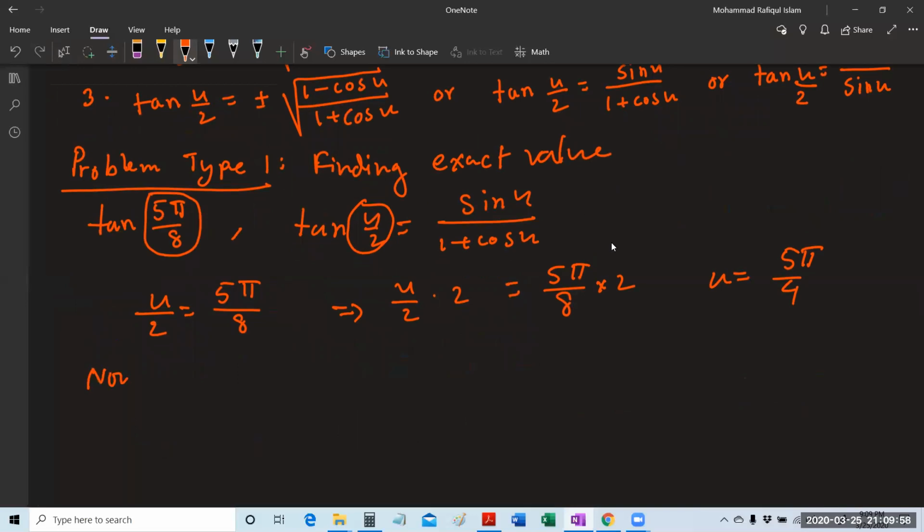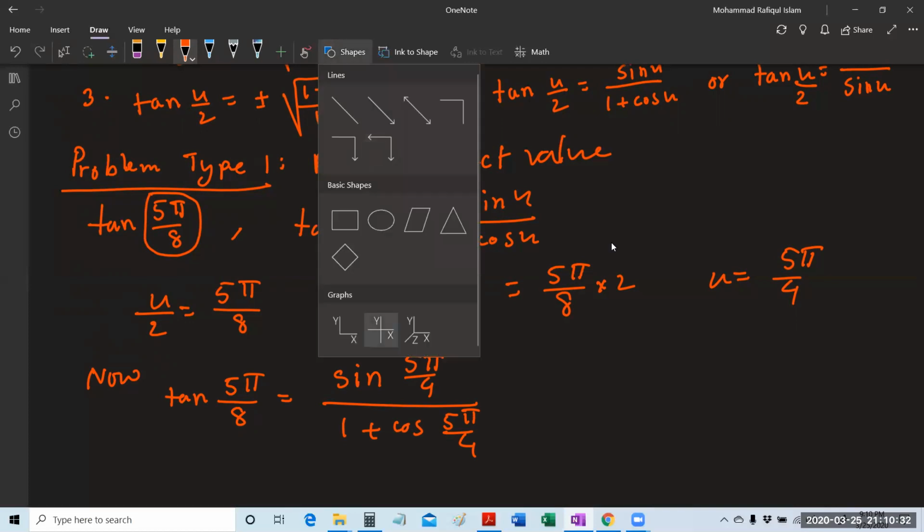Now tan 5 pi over 8, this is our u by 2, equals sine u, where u is 5 pi by 4, over 1 plus cosine 5 pi over 4. To find the values of sine 5 pi over 4 and cosine 5 pi over 4, we use the unit circle.